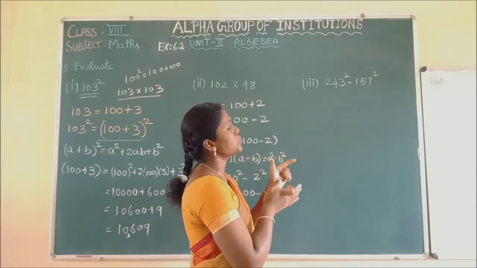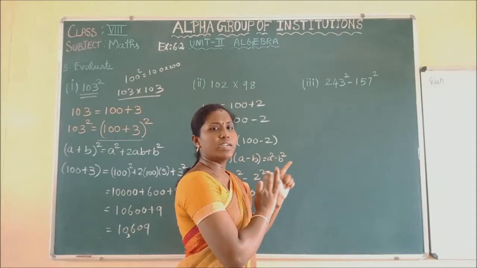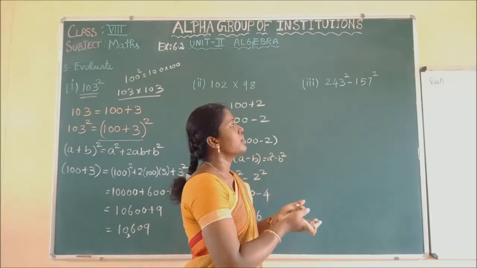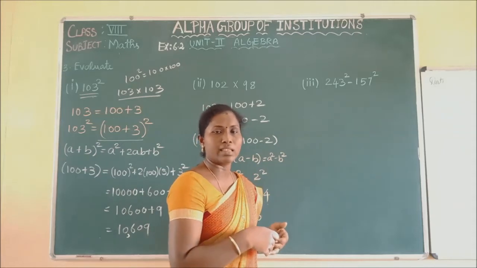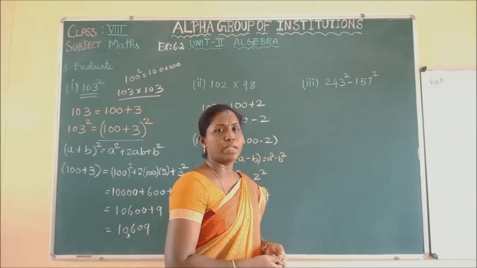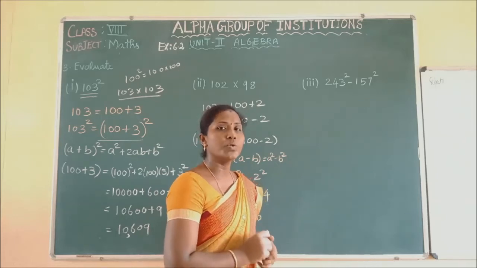See, 243 square minus 157 square. It is too hard, no? First finding 243 square, get the answer. Then 157 square we have to multiply and get the answer. Then we have to subtract. It will have more processes of multiplication. But using identity, how to do it simply?